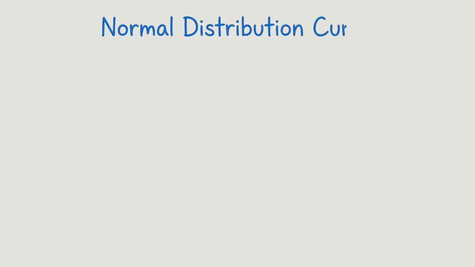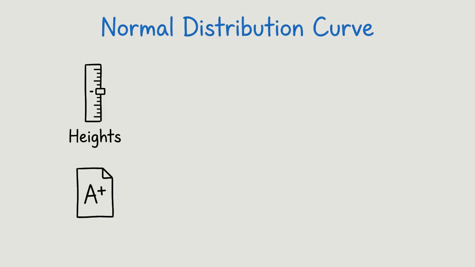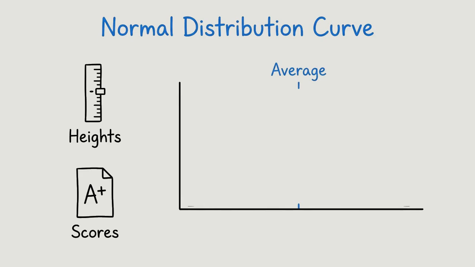A normal distribution curve is a way statisticians describe how values tend to spread out around an average. You've seen this pattern before, even if you didn't call it that. Think about heights, test scores, or small measurement errors. Most values are close to typical, and values far from typical are rare. When we graph this pattern, we get a smooth, bell-shaped curve. That's why it's often called the bell curve.